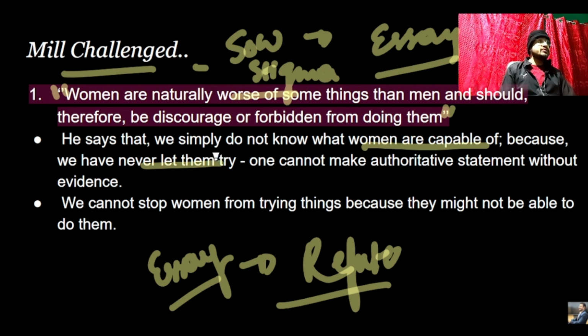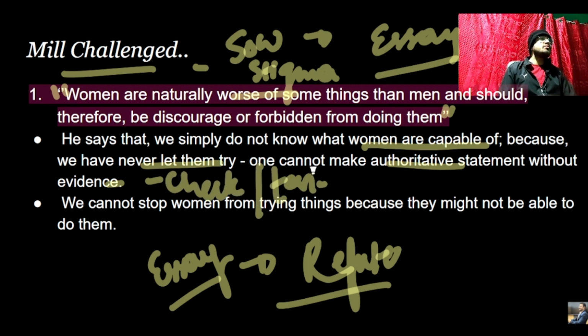And until and unless we let them try, how will we know whether they are actually capable or not, right? One cannot make an authoritative statement without evidence. Until we test them, how can someone make an authoritative statement like women are naturally worse at some things than men and should therefore be discouraged or forbidden from doing them? So this is the basic idea put forward by Mill. Without testing them, how can we conclude this? How can we pass such an authoritative statement?